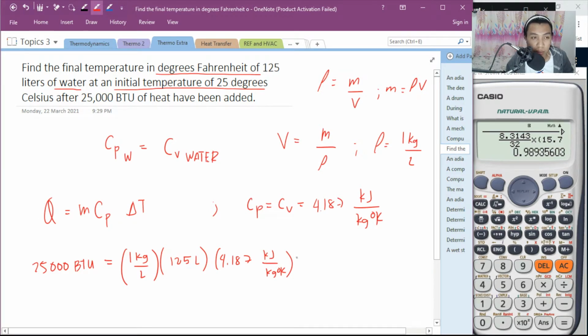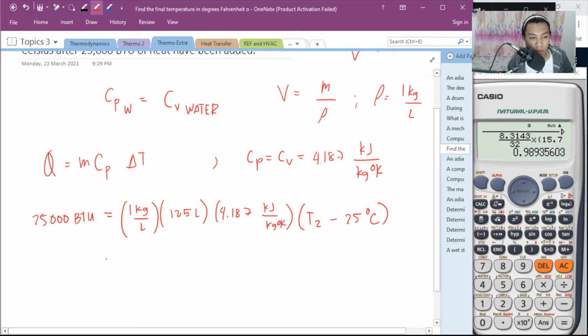So, unahin muna natin yung temperature. Initial temperature is 25 degrees. So, final temperature minus 25 degrees Celsius. Yan. So, BTU, okay? Dito na tayo. Simplify ko na. T2 is equal to 25,000 BTU. Ilan yan? 1.055 kilojoule in every BTU. Multiplied to, wala na. Divide na natin. Cancel na agad natin to.